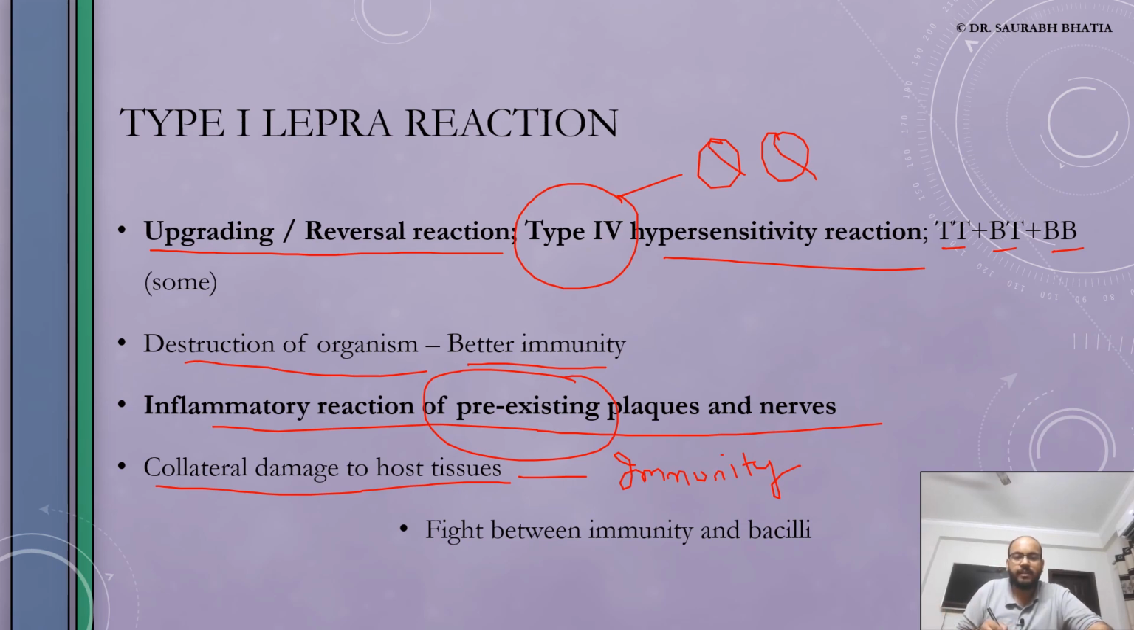Let's move forward. Okay, so there's a fight between immunity and bacilli. The immunity and bacilli are constantly fighting with each other. The immunity is destroying the bacilli, and because of that destruction, surrounding host cells are also getting damaged. And in the tuberculoid pole of leprosy, where will you find AFB? Inside the lesion. That is why the inflammation is there in pre-existing lesions. Okay, so this is type 1 Lepra reaction. Let's see the slide.